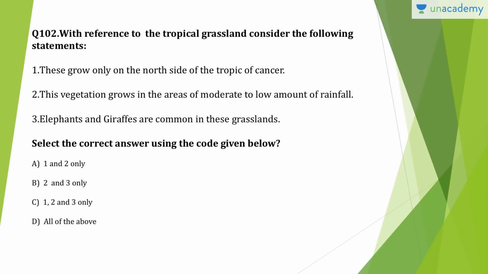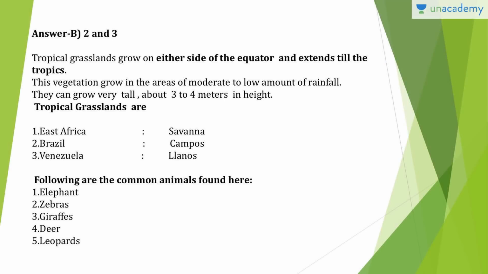These grow only on the north side of the Tropic of Cancer. Yes, that is absolutely wrong, because they grow on either side of the equator and extend till the tropics. Why will they not grow in the south here? This vegetation grows in the areas of moderate to low amount of rainfall. That is correct. Elephants and giraffes are very common in these grasslands. Yes, 100% correct. So answer here becomes B, that is 2 and 3.